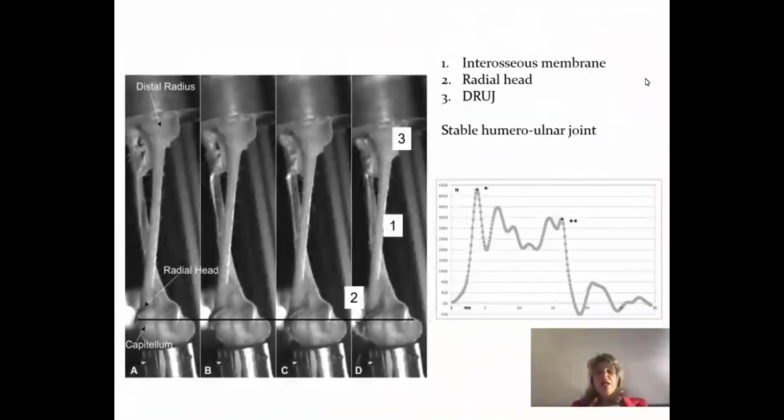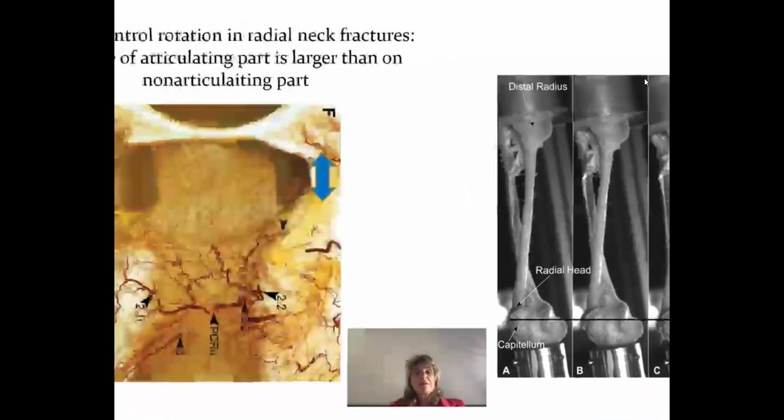If you look at the study of Lars Muller and co-workers, we know that it's almost impossible to generate a radial head fracture without any injury to the IOM, the interosseous membrane, especially the central band.